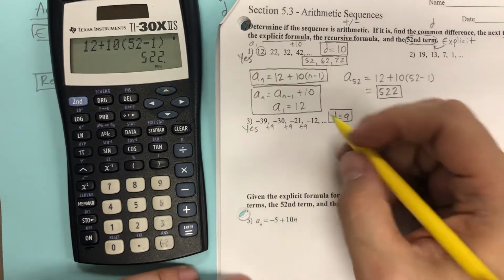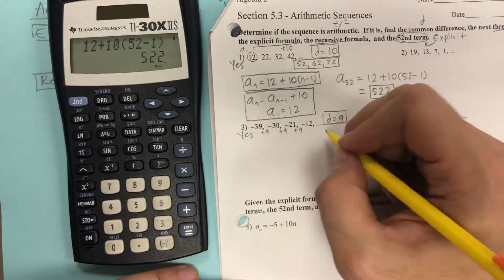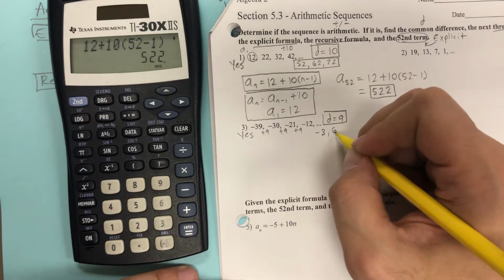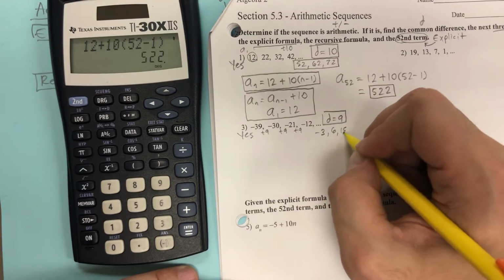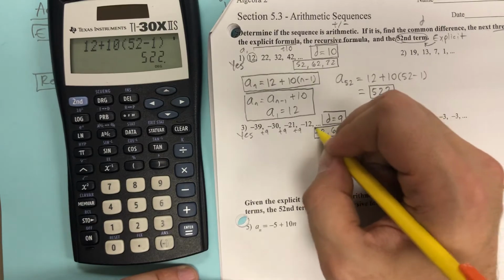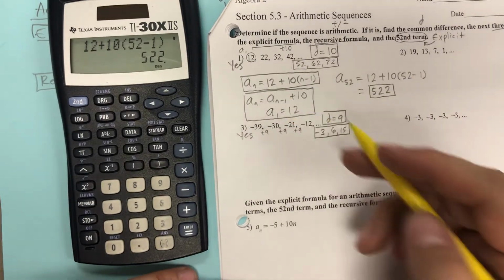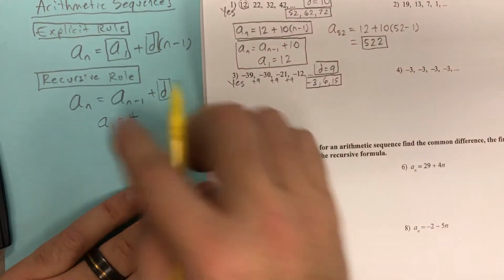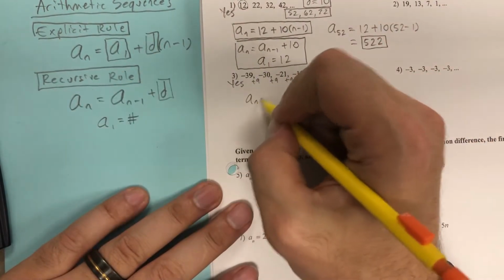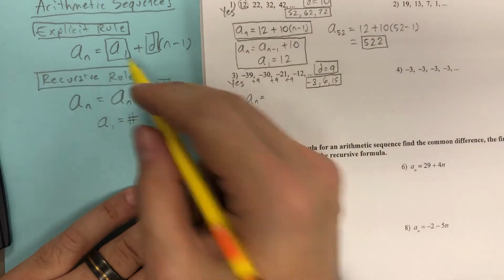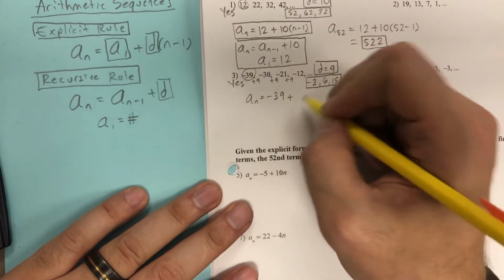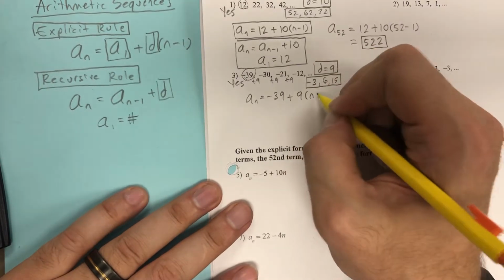The next three numbers in the sequence: negative 12 plus 9 is negative 3. Negative 3 plus 9 is 6. 6 plus 9 is 15. So there's the next three numbers in my sequence. Now for my explicit rule, I use my formula over here. So AN is equal to the first term, negative 39, plus the common difference, 9, times n minus 1.